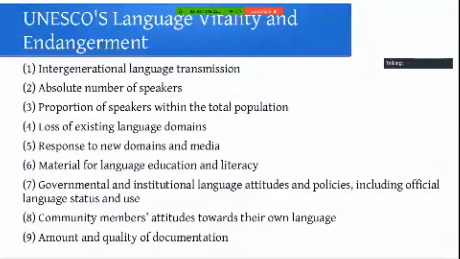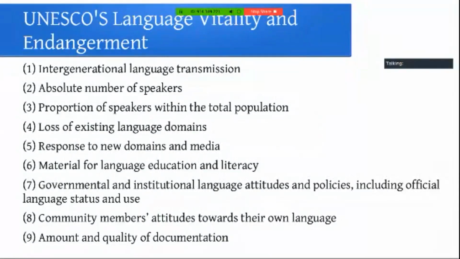Then they talk of loss of existing language domains. So they bring in the concept of language domains. This is the first time that people bring in the concept of language domain. Then they also add a new thing: how do languages react to new domains? For example, social media is a new domain for most of us, and do we use our language in social media? Again, they're also trying to understand that.